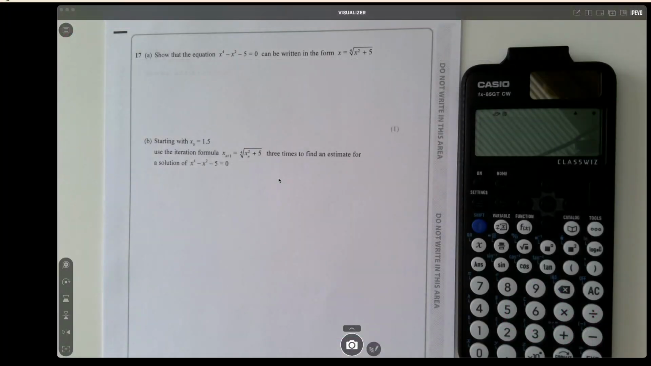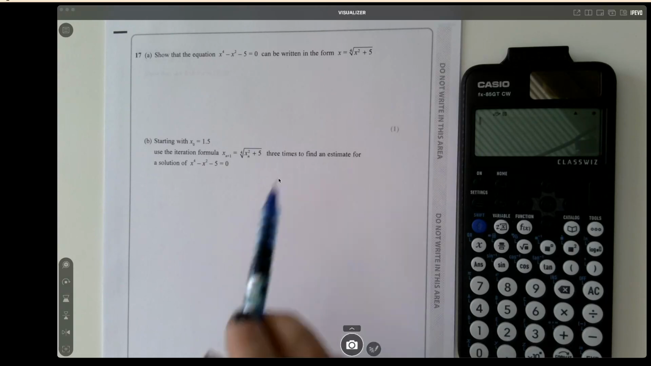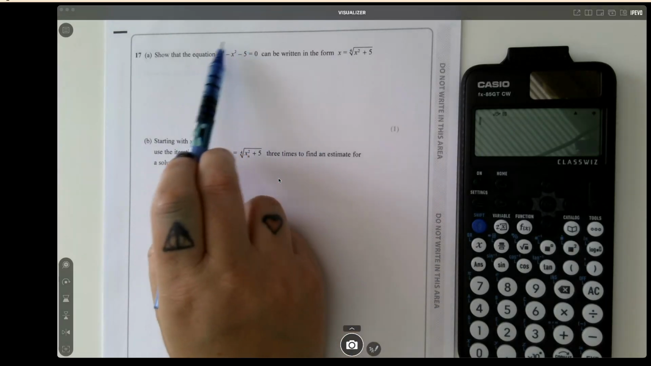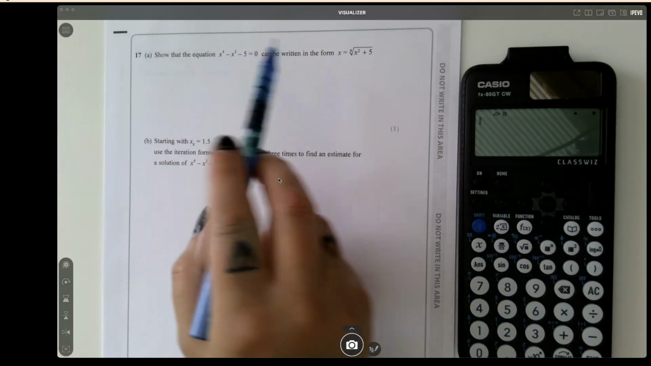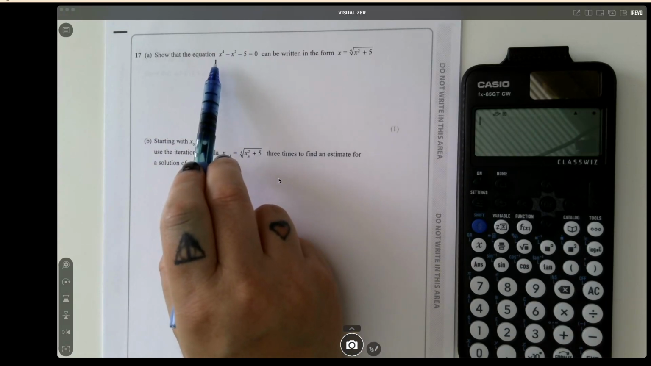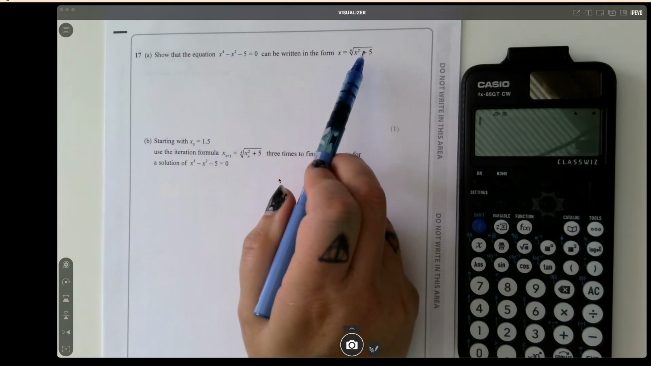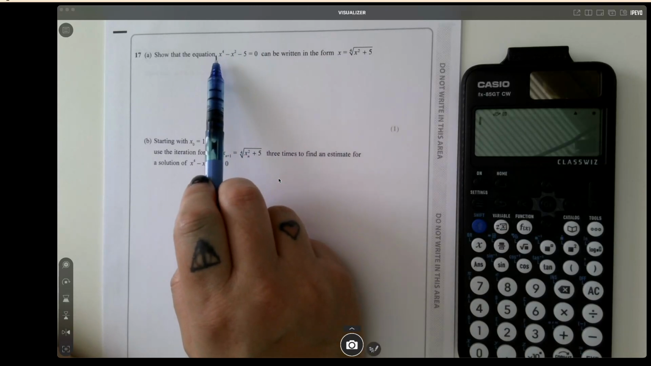Question 17a. Show that the equation x to the power of 4 subtract x squared subtract 5 equals 0 can be written in this form. So this is an iteration question, and to write it in this form we're simply rearranging this equation here. But we need to rearrange it in a specific order to make it look like this. So let's have a look at the differences.